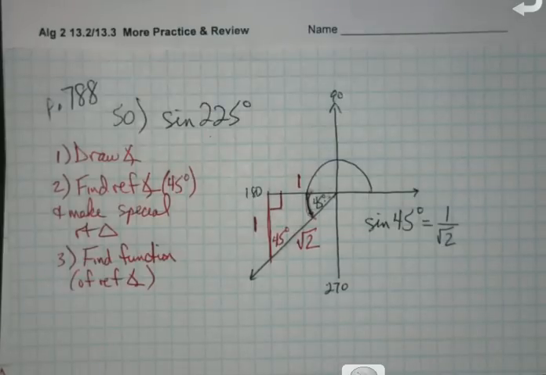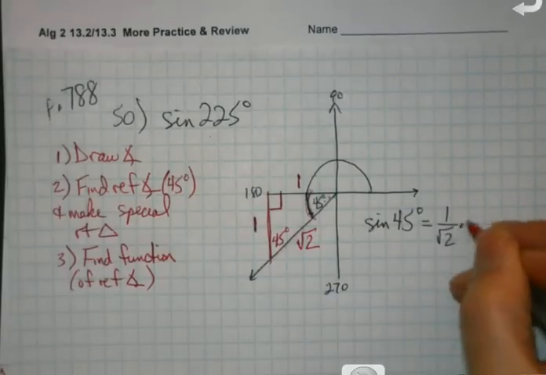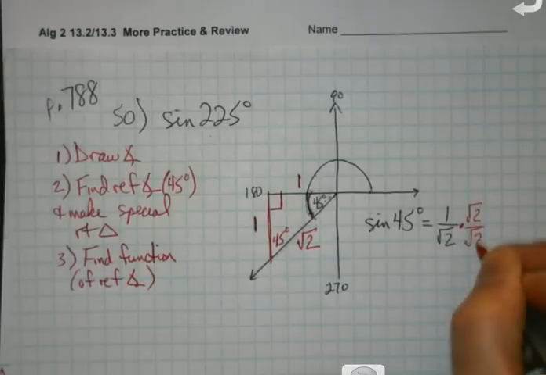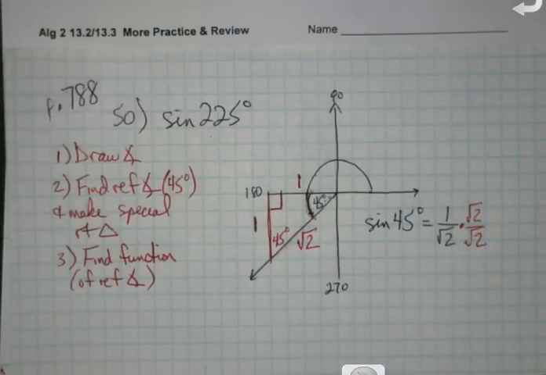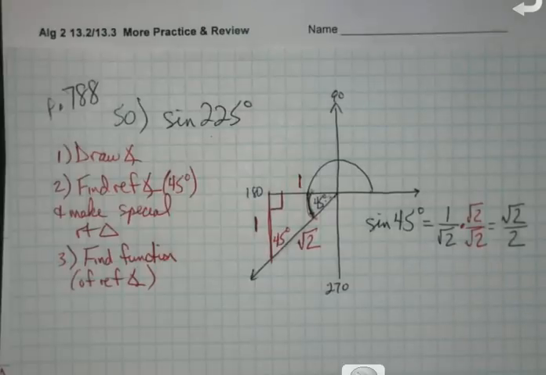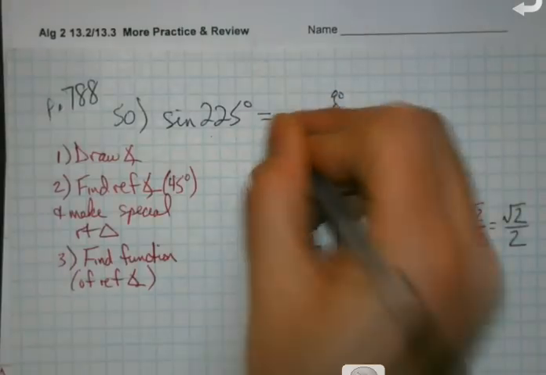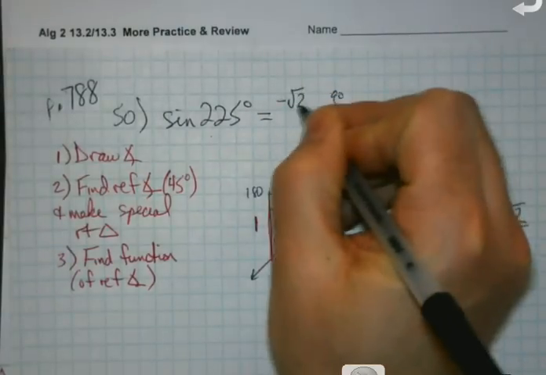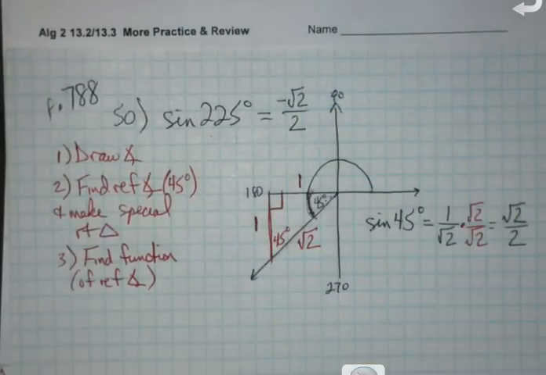But I know I can't have a radical in the denominator. So to fix that up, I can just multiply by that radical, and I get the square root of 2 over 2. But some of you are looking over at the answer and saying, yeah, but the answer you have up is negative square root of 2 over 2. What's the deal?